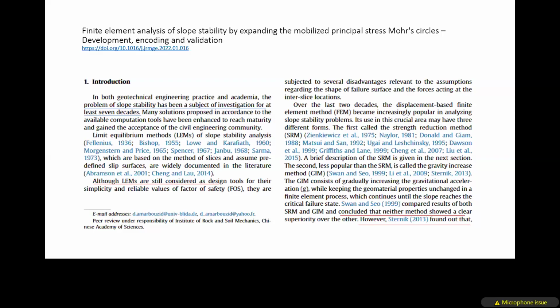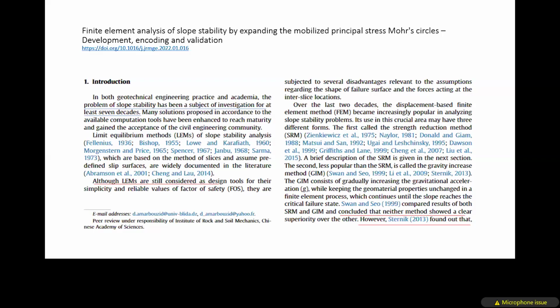So this highlights again. Now this sentence is very beautiful, because it first introduces something. They're still considered design tools for their simplicity and reliability. Now, LEMs are very good because they are very simple and very reliable, right? So at the same time, he is saying that they are subjected to several disadvantages, but still they are very simple and reliable. So he identifies the benefits also. Even though there are benefits, there are disadvantages.